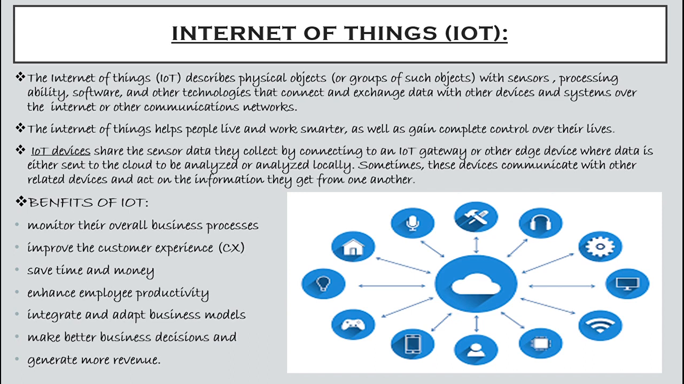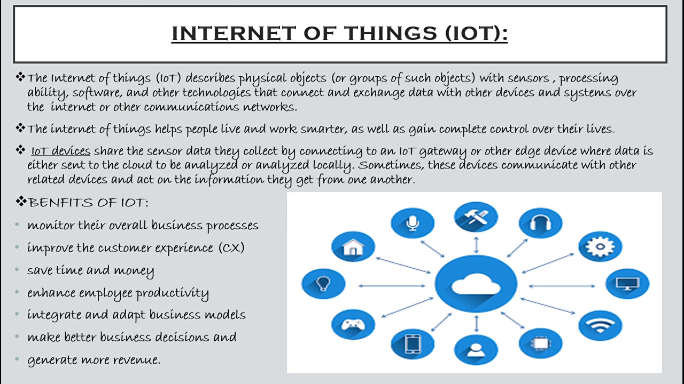The Internet of Things describes physical objects with sensors, the processing ability of software, and other technology that connect and exchange data with other devices and systems over the Internet or other communication networks. That is, a physical object with a sensor and the processing ability of software exchanges data with other devices and systems over the Internet. It is a form of communication between them.